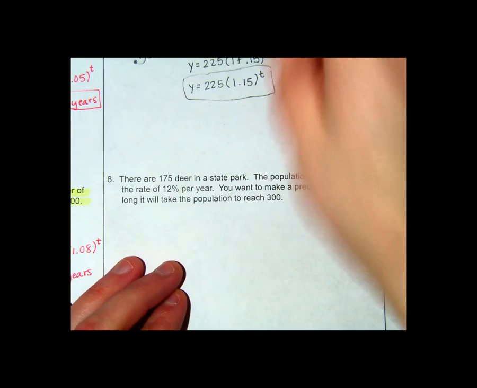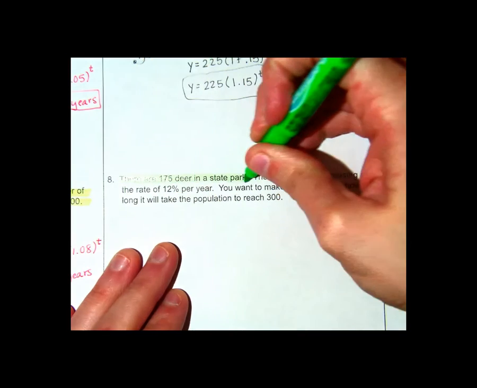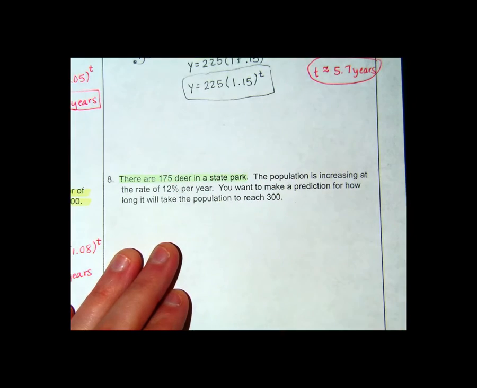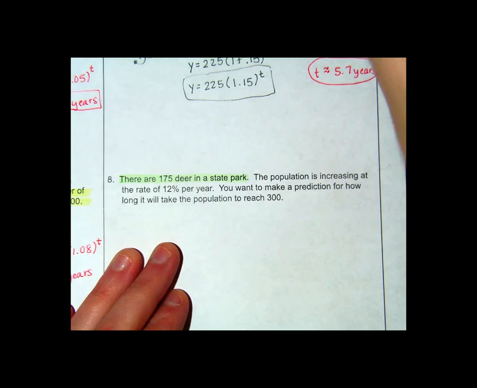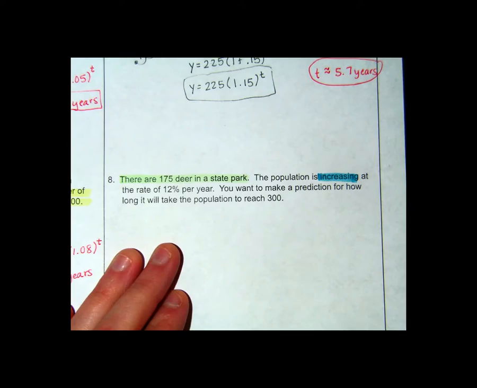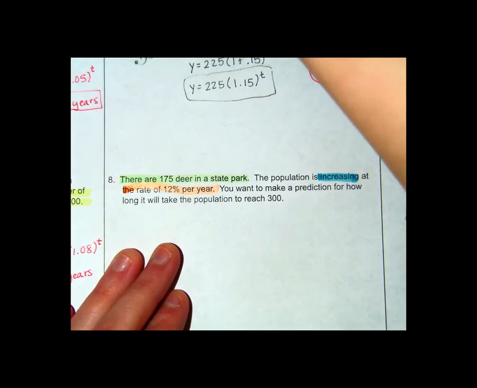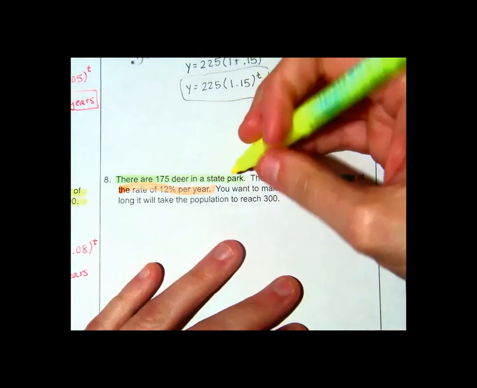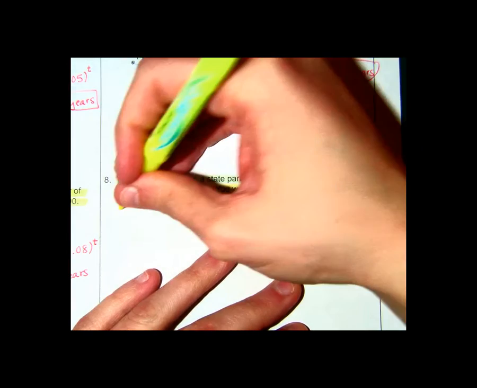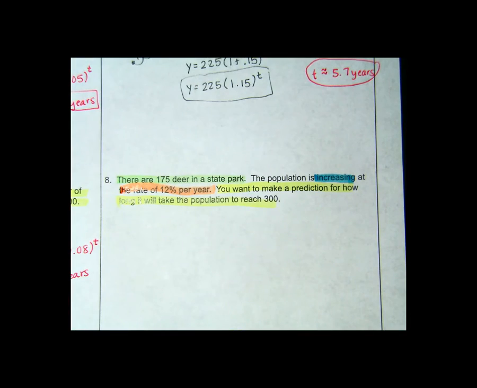Number 8. There are 175 deer in a park. Finally, not wolves. The population is increasing. Evidently, we're not going to have a decay on this. At the rate of 12% each year. You want to make a prediction for how long it will take to reach 300. Take a minute, figure this out.